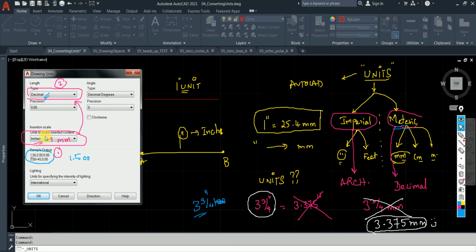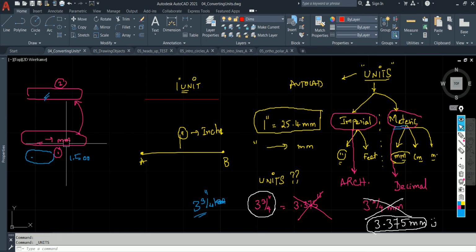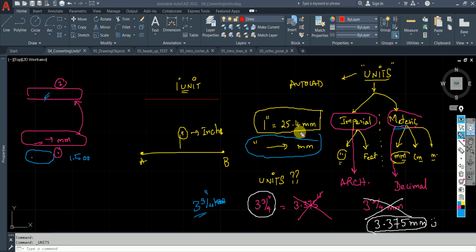Inches. Okay. Change to architect. This looks logic. Now you understand why we change from imperial to architect. When inches, imperial must be architect. This is called must. There is no option here. Okay. Clear, right? My aim was to change from inches to millimeter. This was my aim. Correct. I need to see this line now as 25.4 millimeter after I change it.